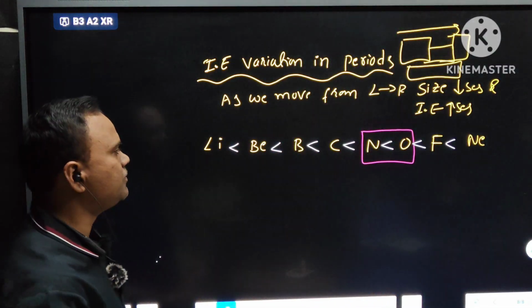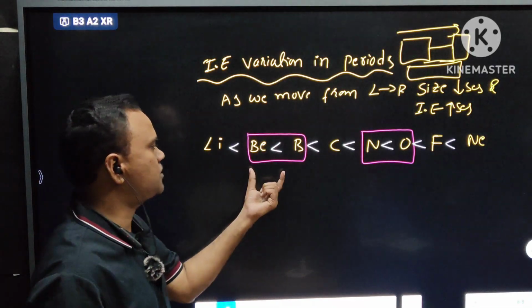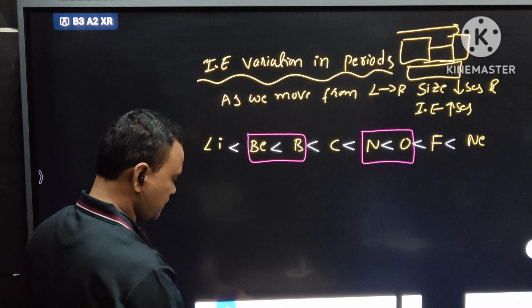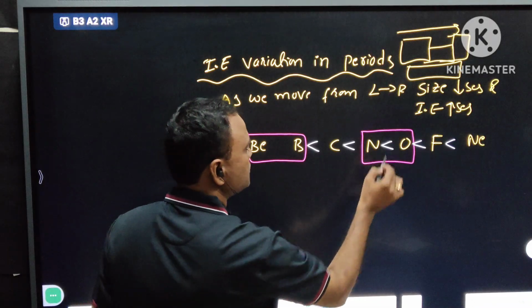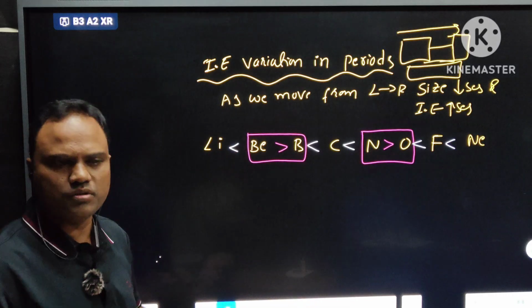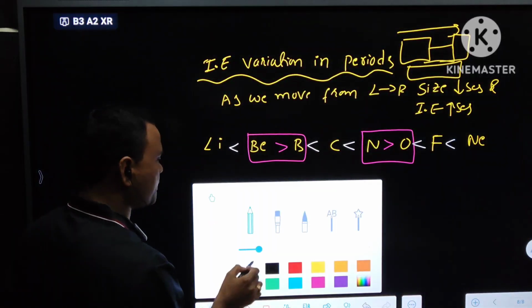Nitrogen, oxygen, and in this place we can see the exceptional behavior. Why? Look at this. Because of stable electronic configurations. Very important. You have to prepare this. Okay. Beryllium is having completely filled configuration.